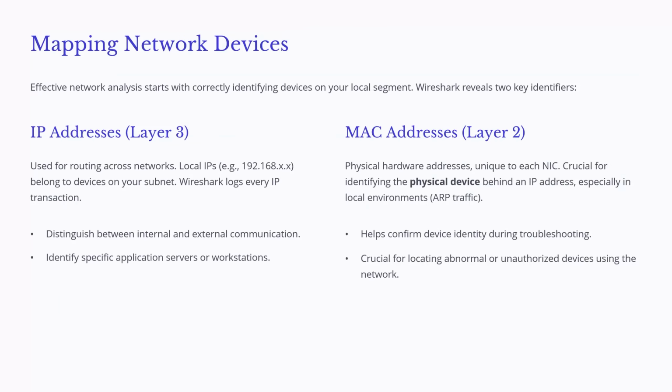Mapping network devices. Effective network analysis starts with correctly identifying devices on your local segment. Wireshark reveals two key identifiers: IP addresses and MAC addresses. To make sense of your captures, it's important to know the IP and MAC addresses of your own devices.